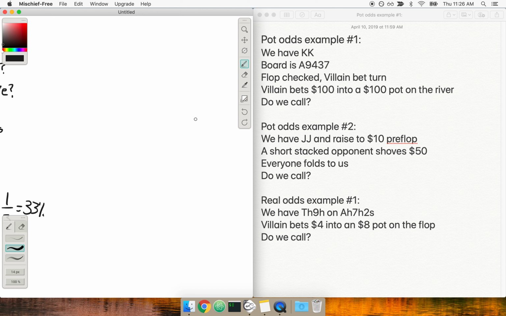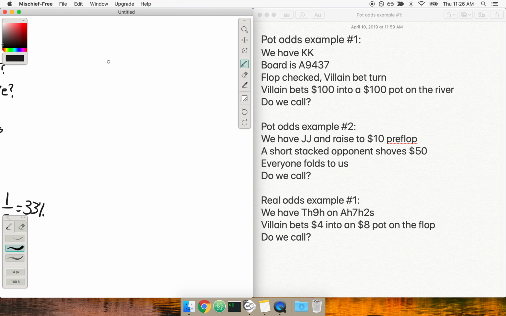Okay, so that hopefully gave you an understanding of what pot odds are. And I just want to go through one more pot odds example. So we have pocket jacks. We raised $10 pre-flop, and then a short stacked opponent shoves $50. Everyone folds to us, and we have to decide whether to call. So how often do we need to win? How much equity do we need here?